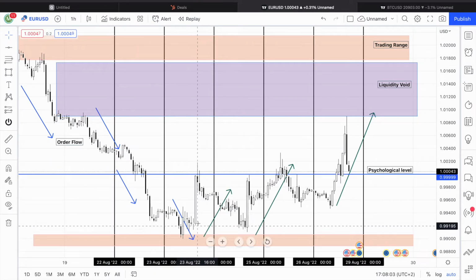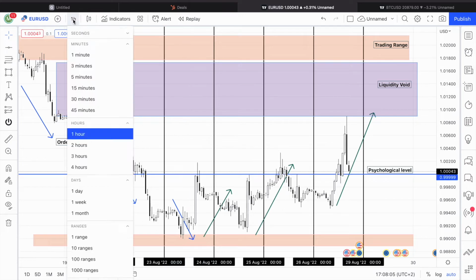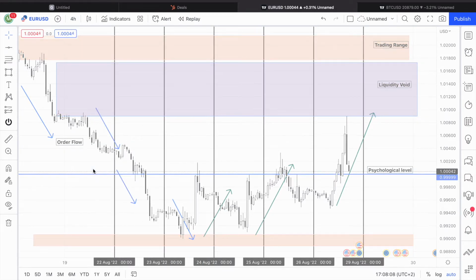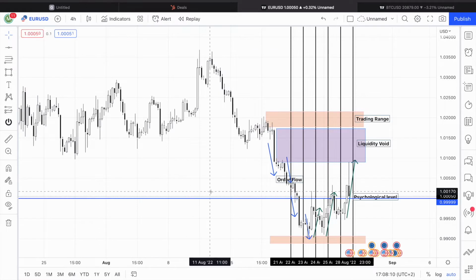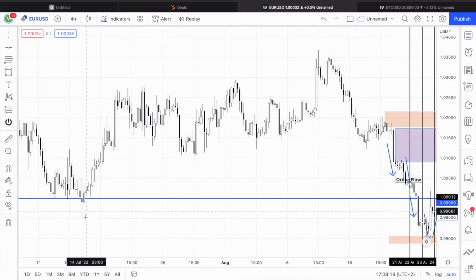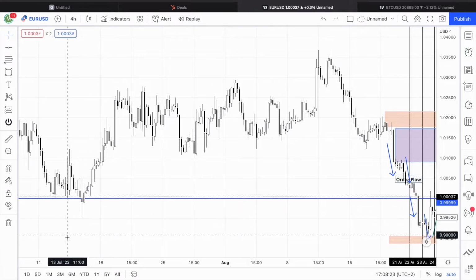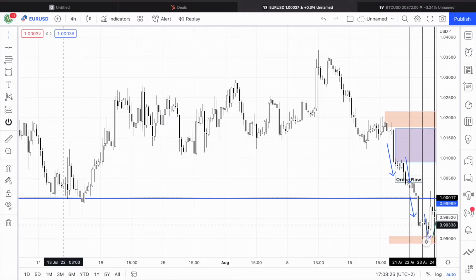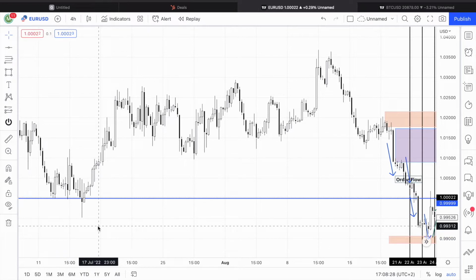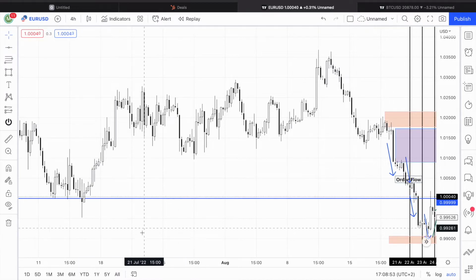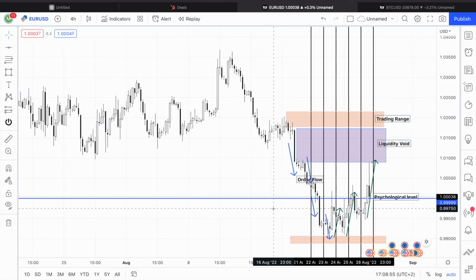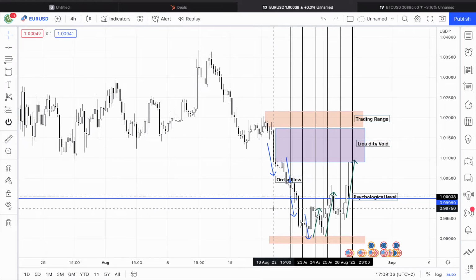Typically, we can expect a rejection from this level because if we look at the higher time frame, price previously traded to this level. So we can expect that a lot of stop losses of those buy orders are placed in this area, right? So whenever price takes out all of the stop losses and kicks all of those traders out of the market, we can expect high liquidity and volatility in the market, which can drive the price higher or continue its downtrend, right? So how can we identify whether price is going to move higher or lower?